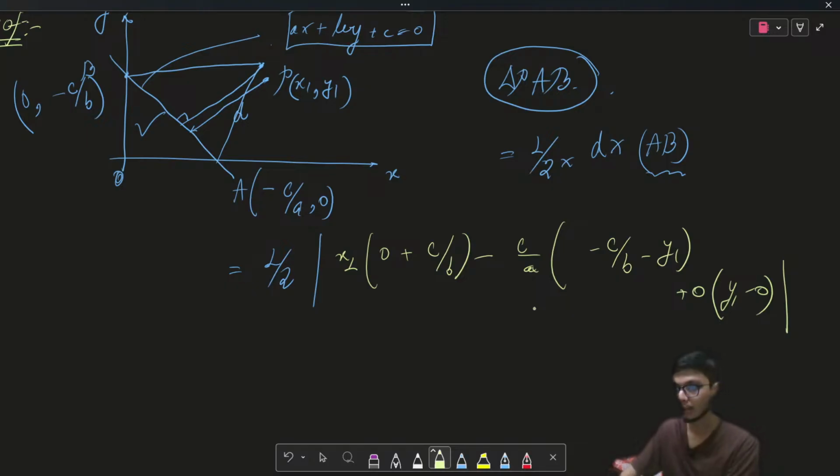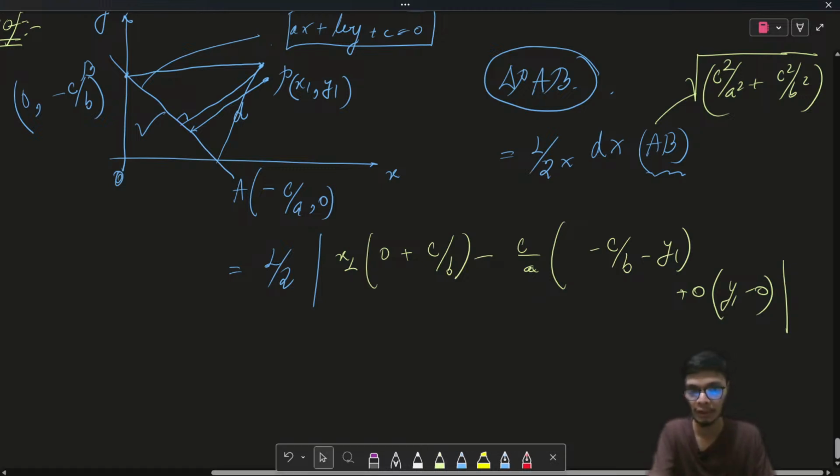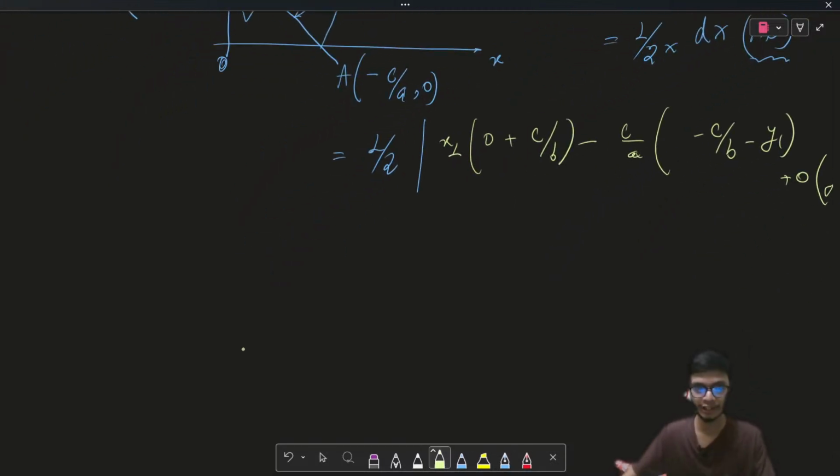Please try to plot that and solve it in that form, because this distance AB is going to be the square root of c square by a square plus c square by b square. This is what your distance AB will look like. From here you can take c square common and 1 upon a square plus b square will be left out. You can do this algebra by yourself. It is pretty straightforward.